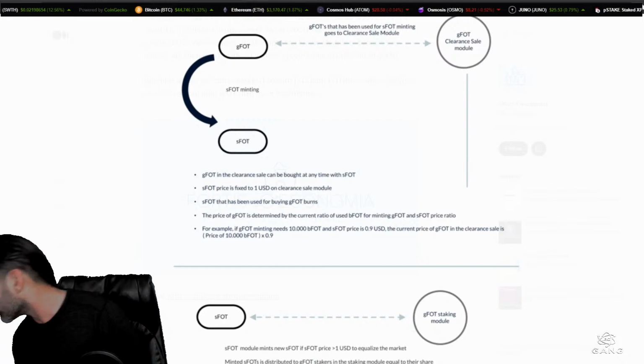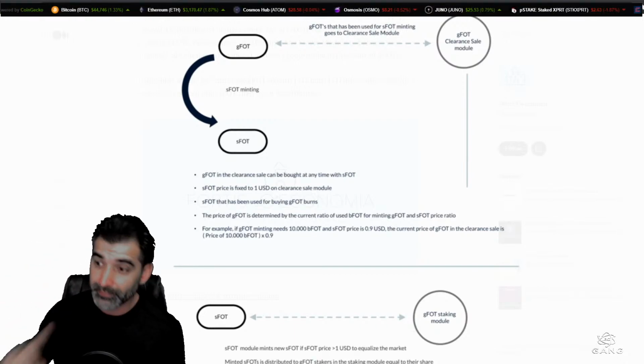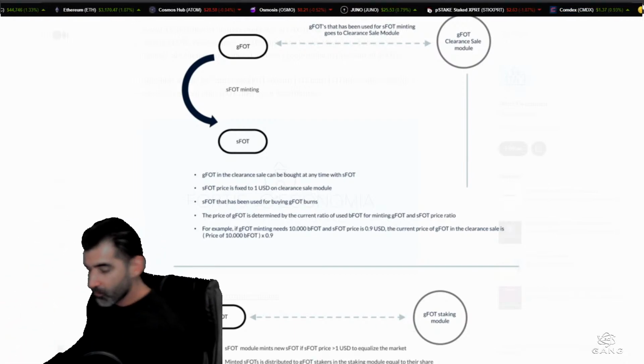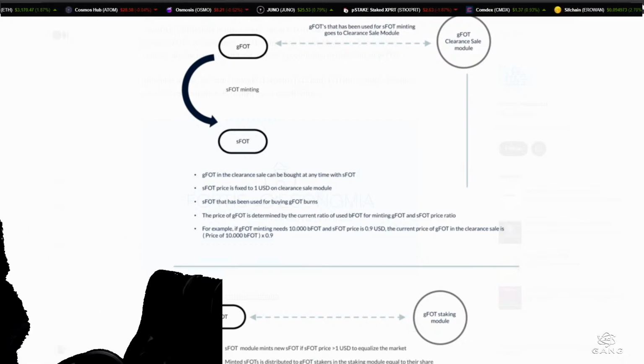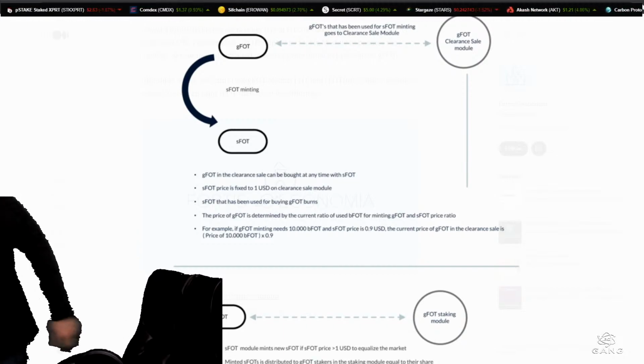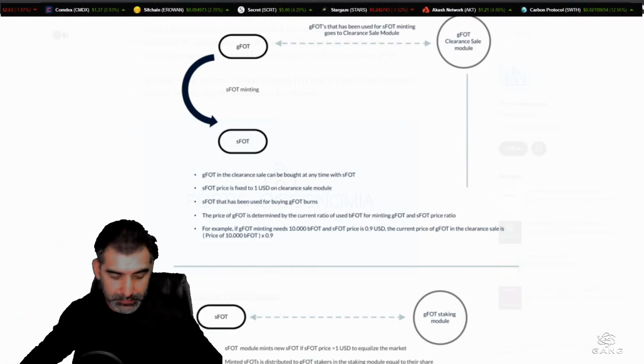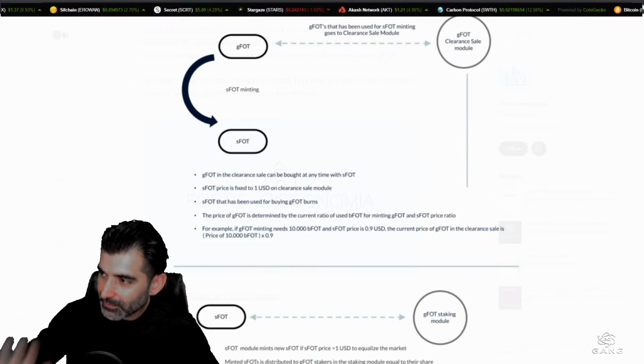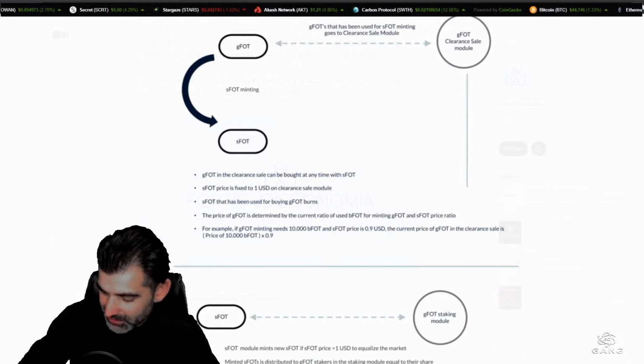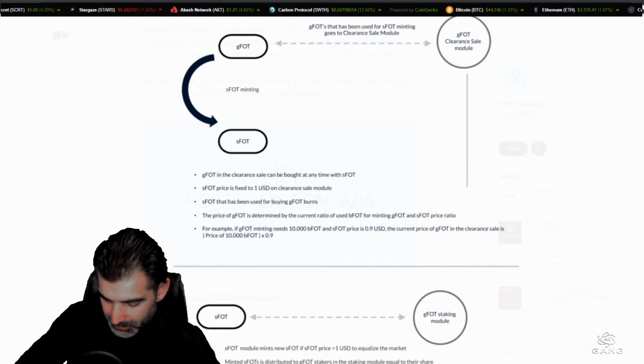In the clearance sale module, users buy or purchase GFOT with SFOT. If the price of SFOT goes below $1 US dollar, the module burns the SFOT to stabilize the price. So, how do these two algo based modules get the info of the price of SFOT?